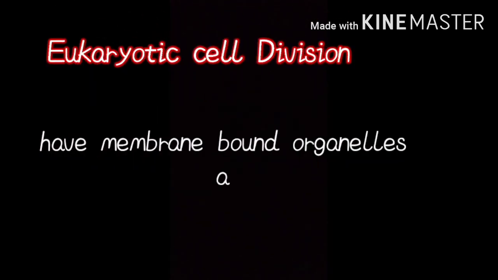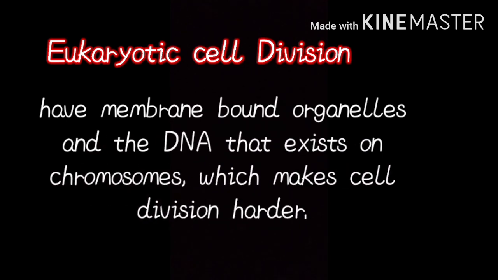Eukaryotic cell division. Eukaryotic organisms have membrane-bound organelles and DNA that exists on chromosomes, which makes cell division harder. Eukaryotes must replicate their DNA, organelles, and cell mechanism before dividing. Many cells divide using a process that is essentially binary fission.